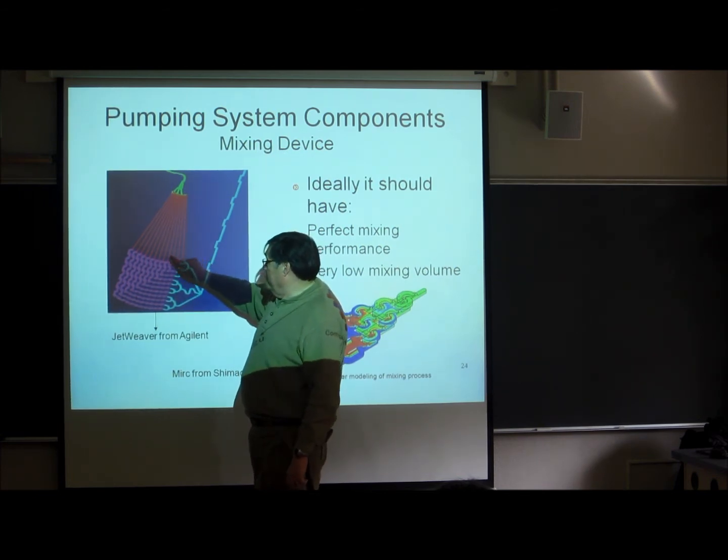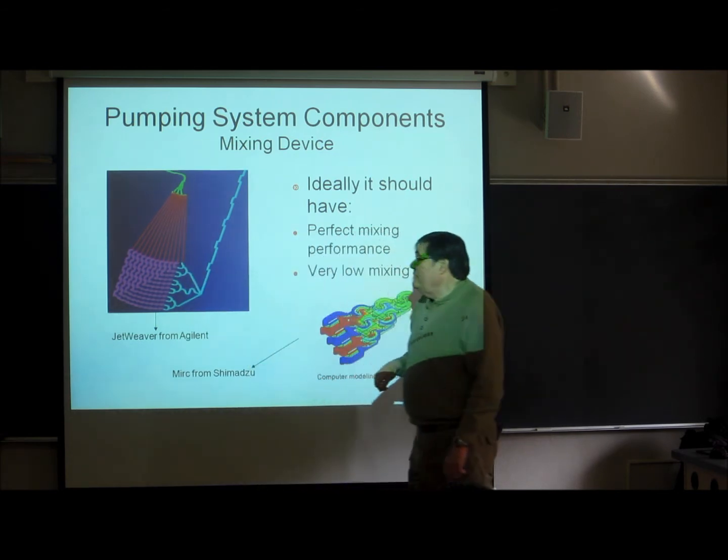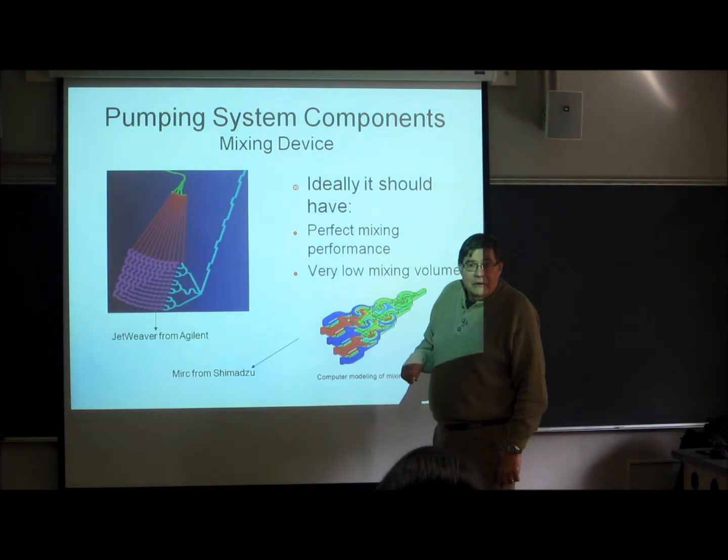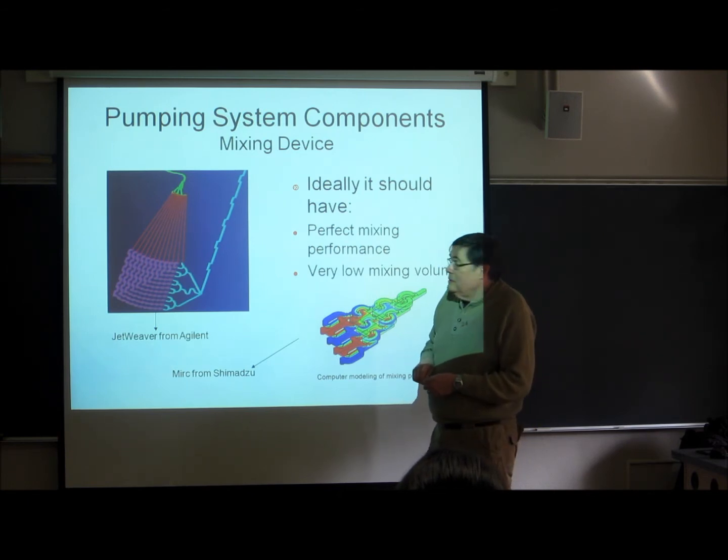And this can have a very small volume. The jet weaver, I believe, has only about 75 microliters, something like that. There are smaller ones also. Yeah, 36, the one we have. Wow, it's amazing. Tiny, tiny volumes here.